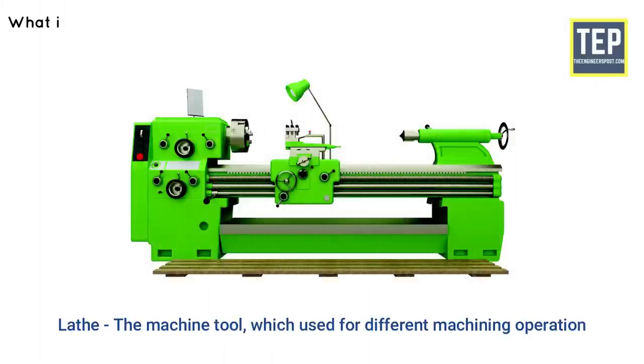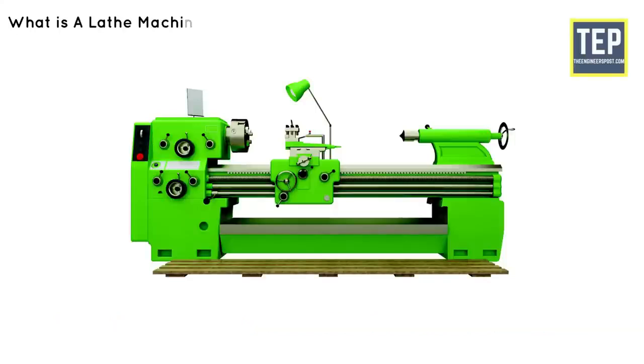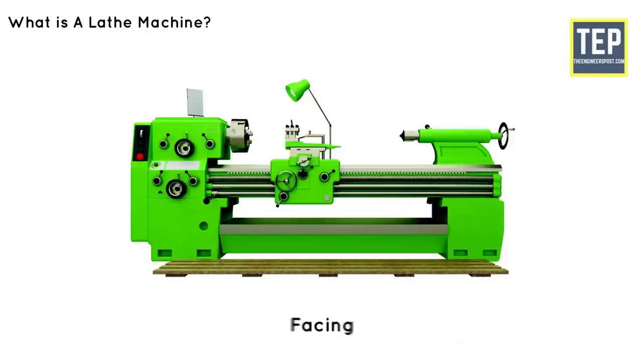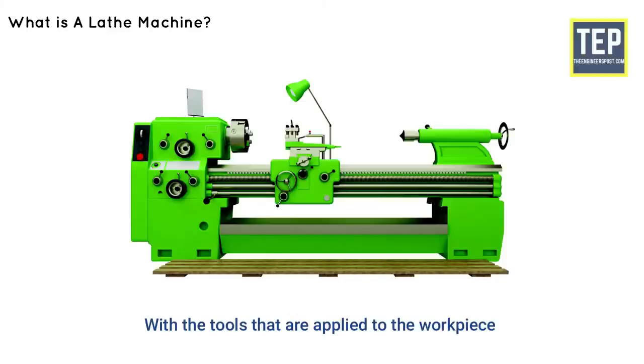The lathe is defined as the machine tool which is used for different machining operations. A lathe is a machine that holds the workpiece on a chuck and the tool on a tool post. The lathe machine rotates the workpiece about an axis to perform different operations such as turning, facing, chamfering, thread cutting, knurling, drilling and more. These operations are performed with the tools that are applied to the workpiece to design an object with symmetry about that axis.